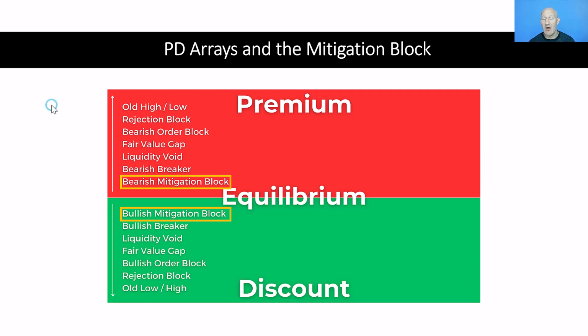Now you'll recall from our ICT Concepts video on PD arrays that a PD array is effectively a hierarchical stack of ICT's concepts, and they sit in both a premium and a discount part of the PD array. Above equilibrium we have our bearish PD arrays, and below equilibrium we have our bullish PD arrays. The first PD array that we're going to be talking about is our mitigation block. You can see above equilibrium we have our bearish mitigation block, and below equilibrium we have our bullish mitigation block. We're going to be talking about both of those in the rest of the video.